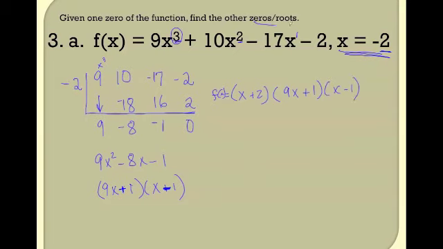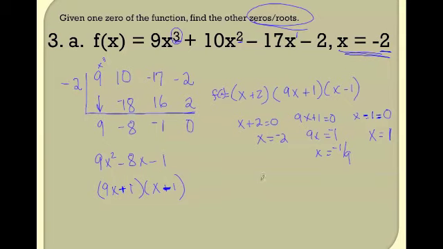But it's asking me for my zeros or roots, so I have to solve this where the function is 0. So x plus 2 equals 0, 9x plus 1 equals 0, and x minus 1 equals 0. So x is negative 2, subtract 1, x is negative 1/9. So my zeros are negative 2, negative 1/9, and 1.